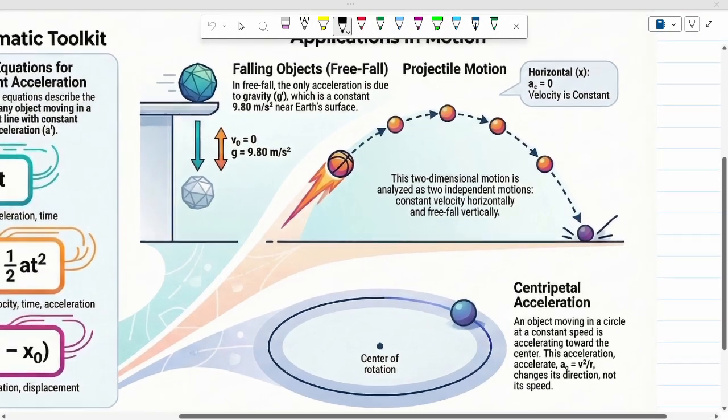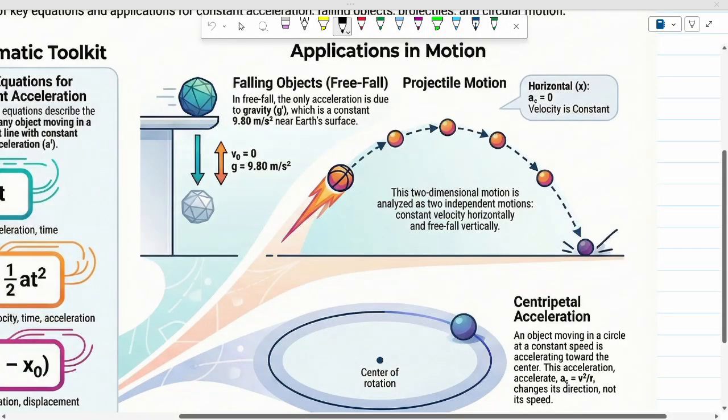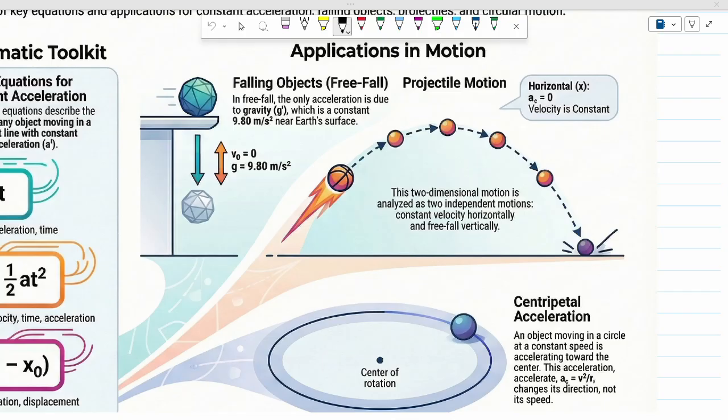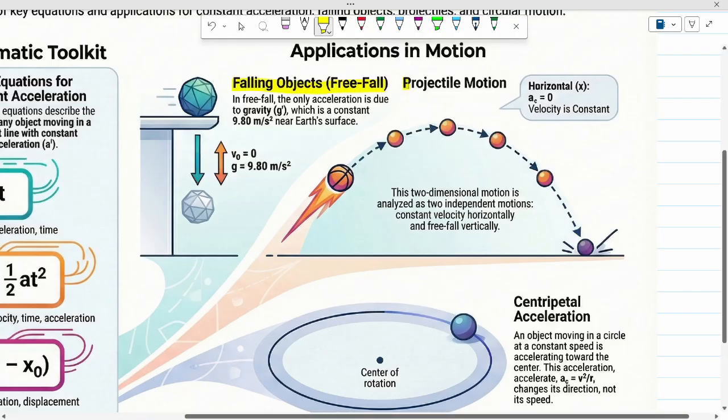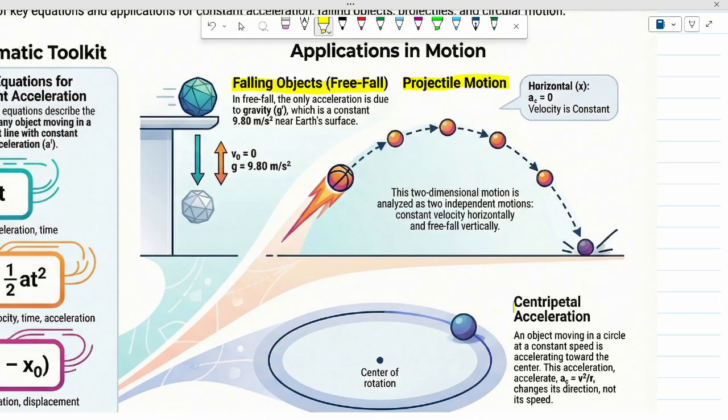These 3 examples, applications of motion, we are going to look at them more in the next lecture. Still this week, but in the next lecture we'll look at the falling object or free fall, projectile motion, which free fall is kind of a projectile motion, and centripetal acceleration, which involves things moving in a circle.